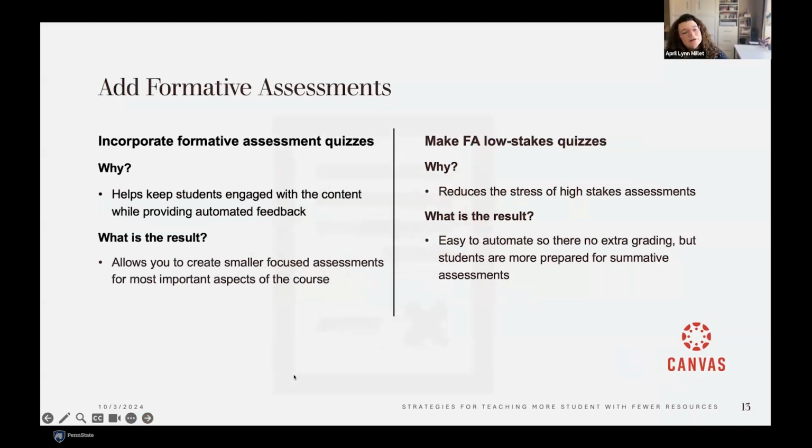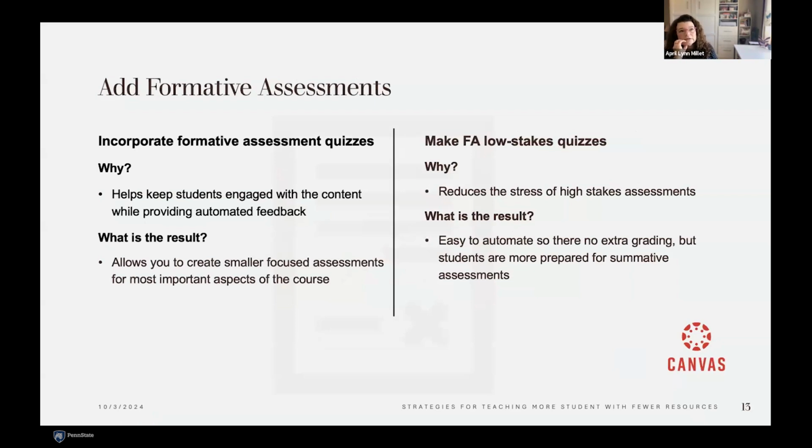Okay, so another one that's not quite as obvious, that it would streamline faculty members' grading, but is actually very good for students, is adding formative assessments. Formative assessments are ongoing evaluations that are used during the course to monitor student understanding, provide feedback to them, and then potentially guide future instruction.